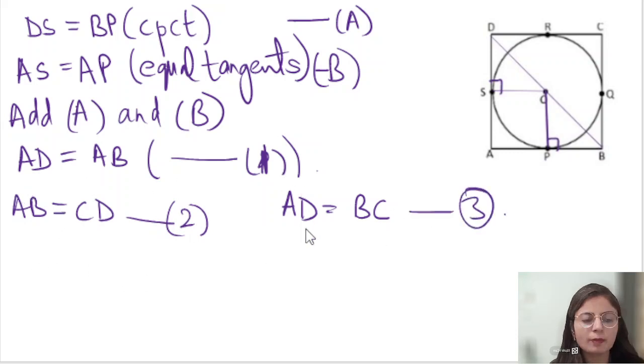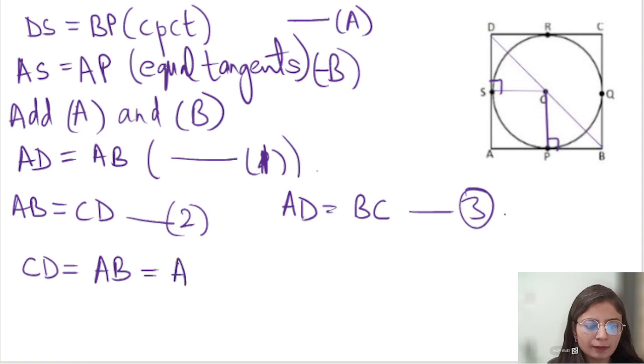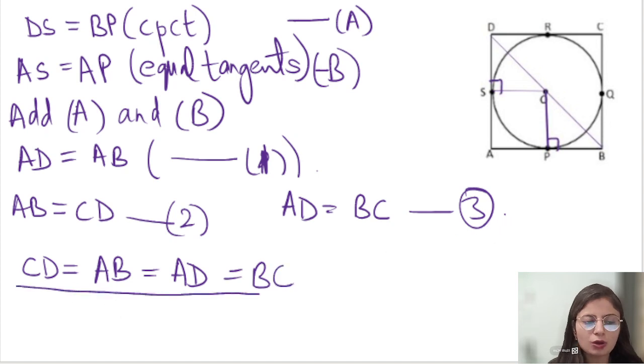Now from these three equations, what do we have? So CD equals to AB. This is from equation 2 and AB equals to AD. This is from equation 1, and AD equals to BC from equation 3. So you see all four sides of this parallelogram equal.